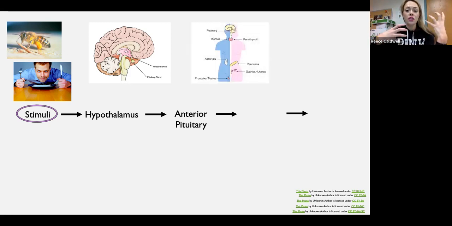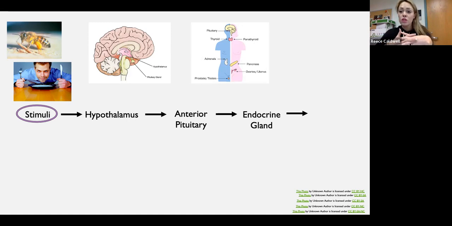The anterior pituitary will receive that signal from the hypothalamus, and then it will send another signal to a specific endocrine gland. We have many different endocrine glands in our bodies. Endocrine glands release hormones. The main ones we're going to look at in this class are the thyroid glands. Again, those are found here in the neck and the cervical region.